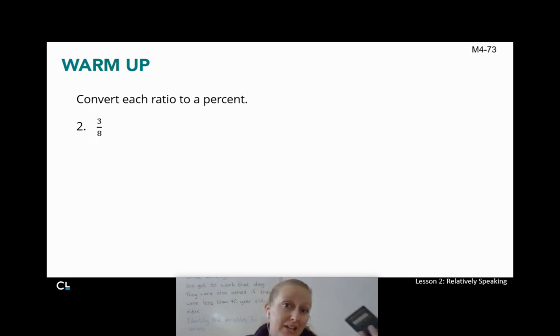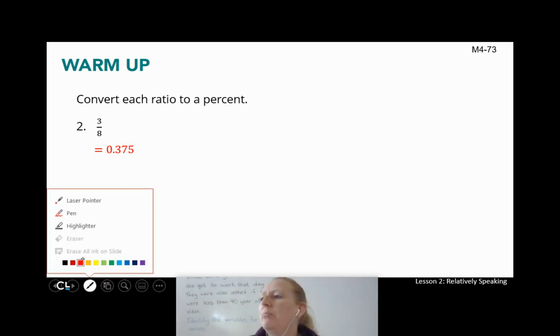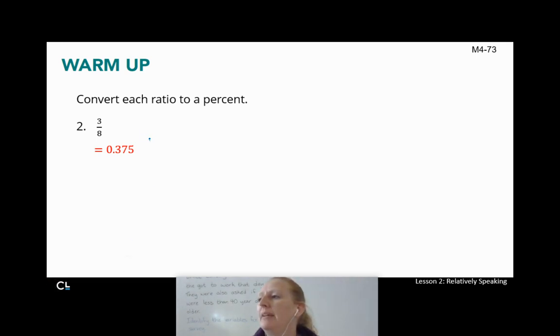So I grabbed a calculator. And the first thing I did is I realized that a ratio is just a division problem. So I took my calculator and did 3 divided by 8. Hooray! And that gave me a decimal of 0.375. Now, the only thing is, I don't want a decimal. I want a percent. Please remember that to turn it into a percent, you need to multiply it by 100. All right? So we're going to multiply by 100.